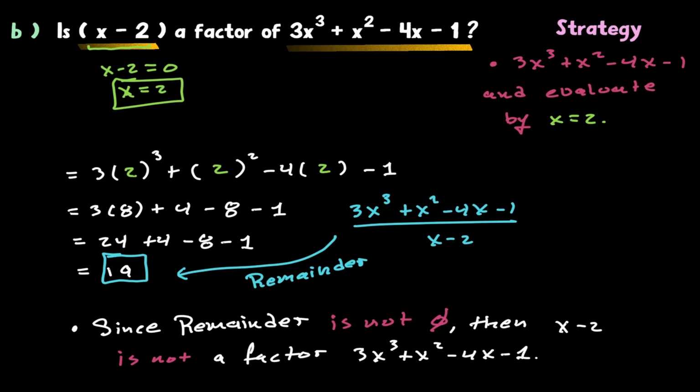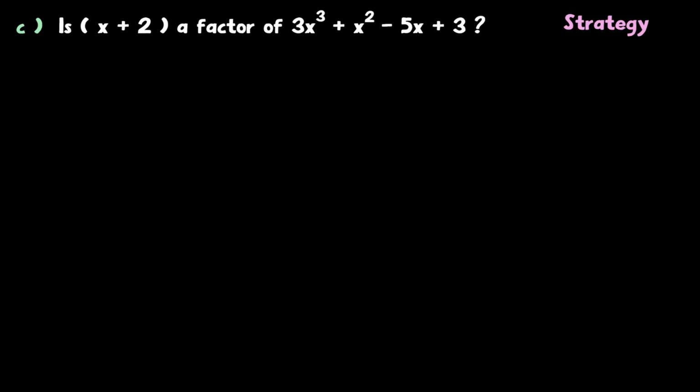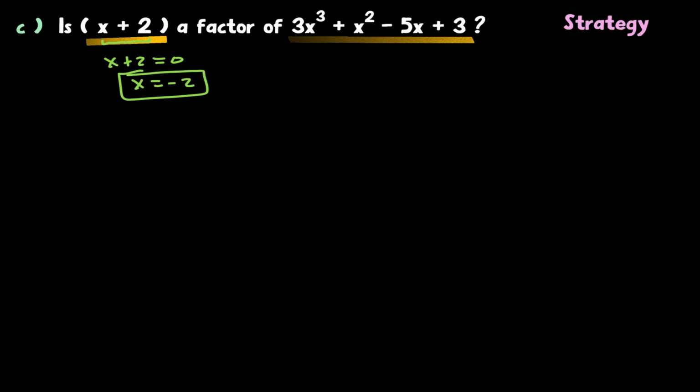Let's take a look at our last example. So here we have the same situation. Is the expression x plus 2 a factor of 3x cubed plus x squared minus 5x plus 3? Let's use the remainder theorem. Let's get the possible factor and solve for x, which gives me -2. And what we will do is evaluate the expression by -2. Well, let's do that.